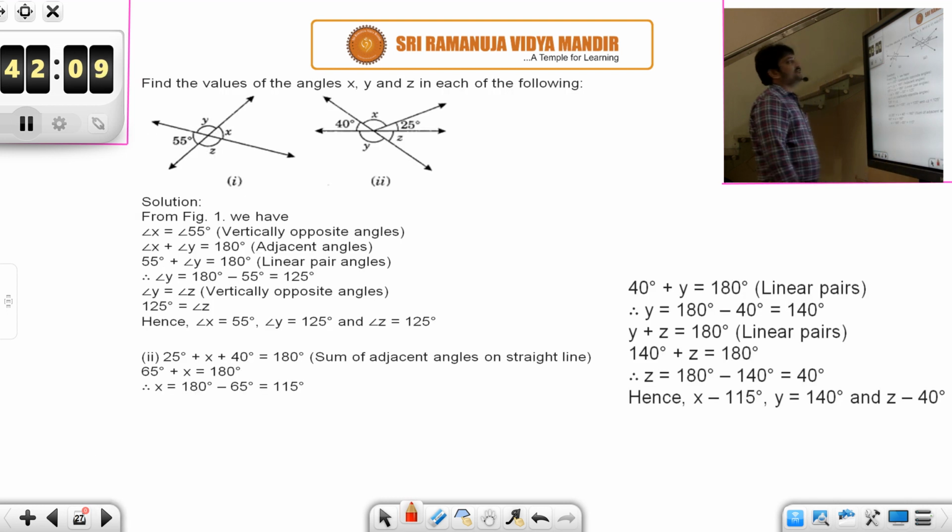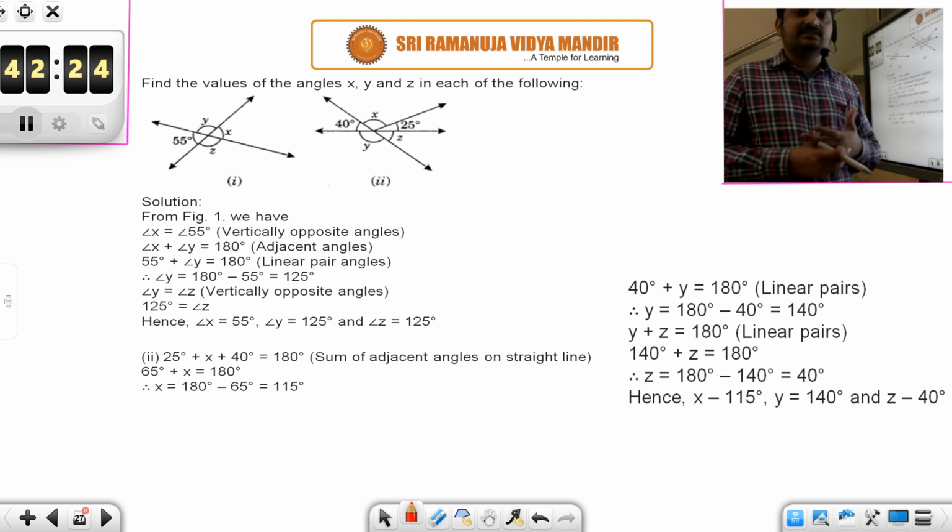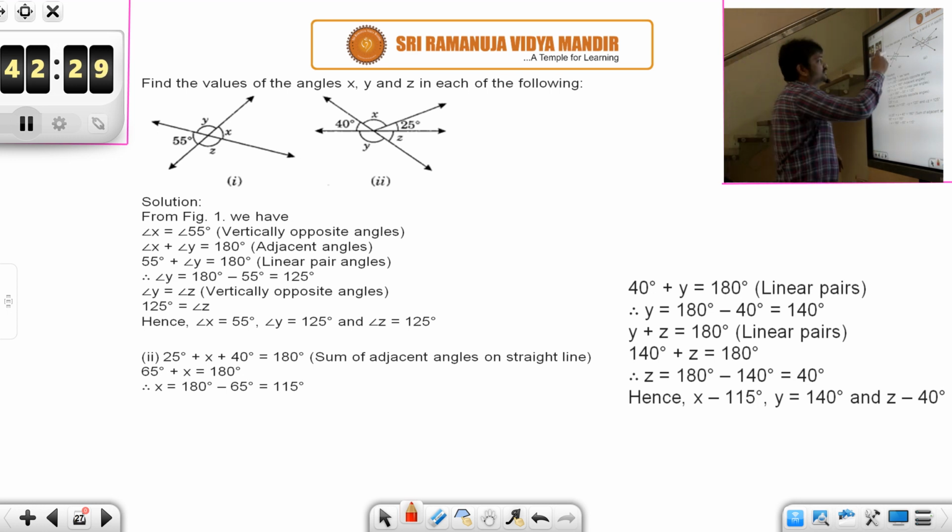So let's look at the next question. Find the values of the angles x, y and z in each of the following. Okay. See, use the relations. You know now that vertically opposite angles are equal. And then you know that for linear pairs, the straight angle will be 180. So you will be using those results to find these variables. So here, for example, in the first figure, you can clearly see that 55 degrees and x are vertically opposite angles. And we know that vertically opposite angles are equal. So angle x will be equal to 55.